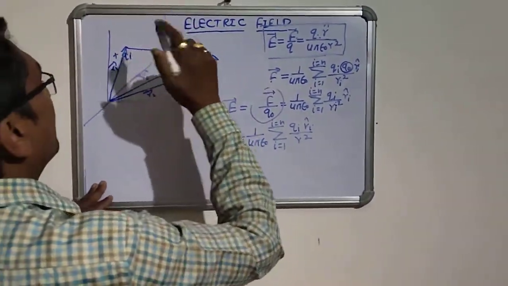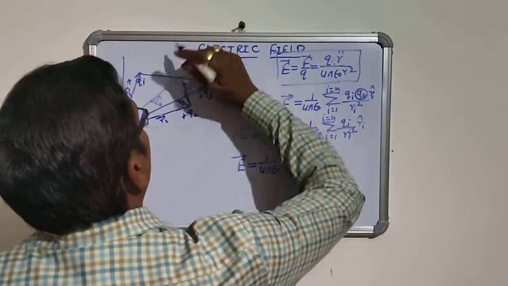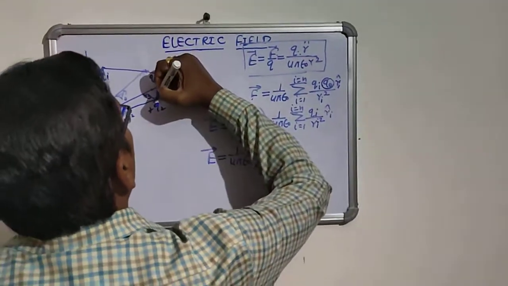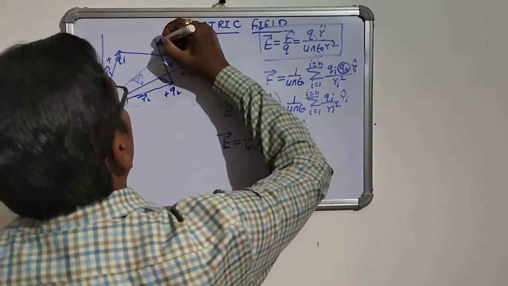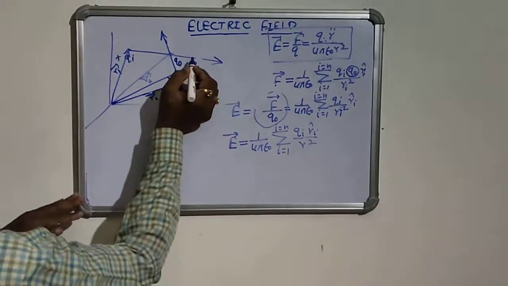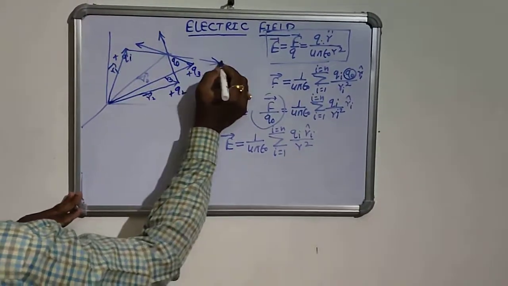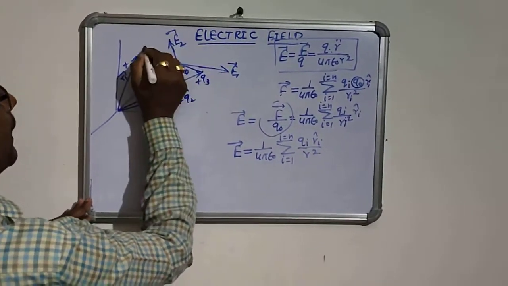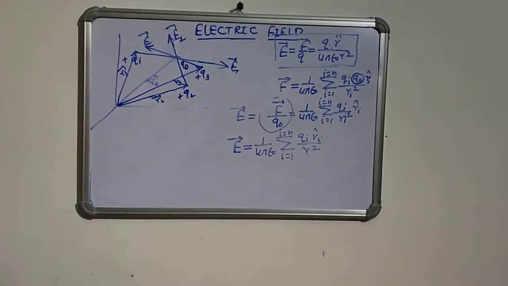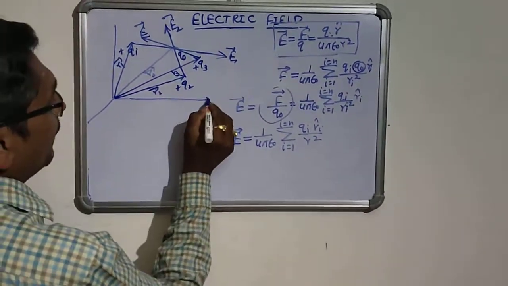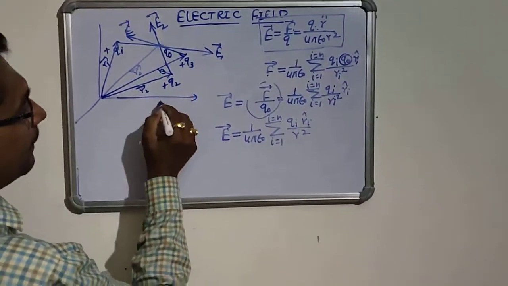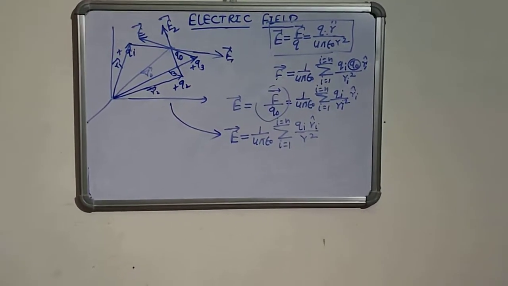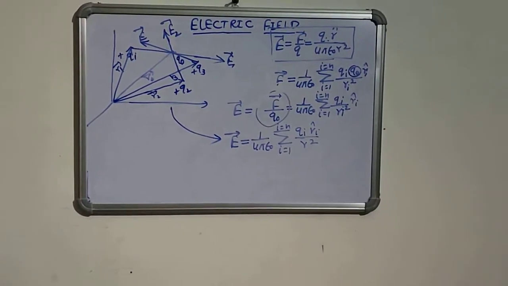These are all positive charges, and the force is acting along this direction. The magnitude of the test charge is Q naught. This is E1, E2 and E3. This is called the superposition principle for electric field, and the formula can be written as given by this formula. It is called the superposition principle of electric field. Okay.